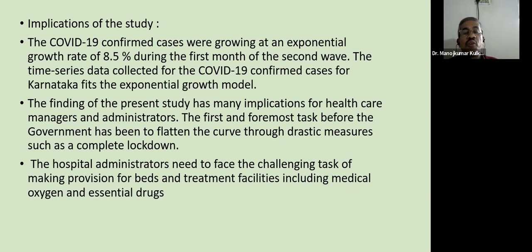Then later it was followed and a second lockdown was implemented. The most important implication was for hospital administrators. There was a need to face the challenge of making provision of beds, treatment facilities, medical oxygen, and essential drugs. Hospital beds were found to be in shortage in all major health facilities, and there was also a shortage of oxygen, which was a life-saving treatment at that time. So this also could not be managed well. Later, with the lockdown and all these measures, the rate fell down. Then the situation was managed very well.